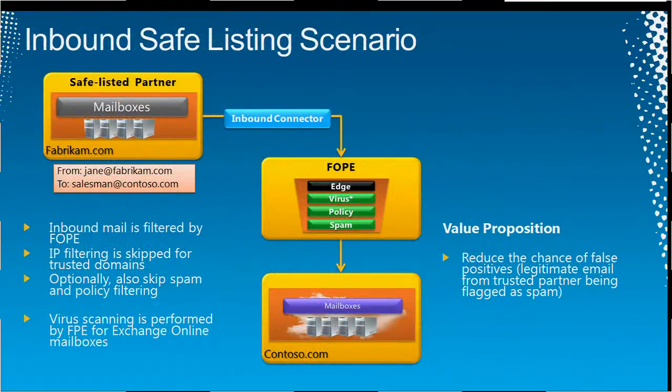Inbound safe listing scenario. This is the one where we said that Litware.com is a trusted party, and we trust the IP address and the domain that we are receiving email on. FOPI can configure an inbound connector, which will skip IP scanning, the edge IP reputation-based scanning, for Litware.com for that example. In this case, it's Fabrikam sending email and Contoso receiving it. So for all email from Fabrikam, if it's via the inbound connector, we can choose to skip policy and spam as well. But by default, the inbound safe listing scenario would skip IP safe listing for Fabrikam.com.